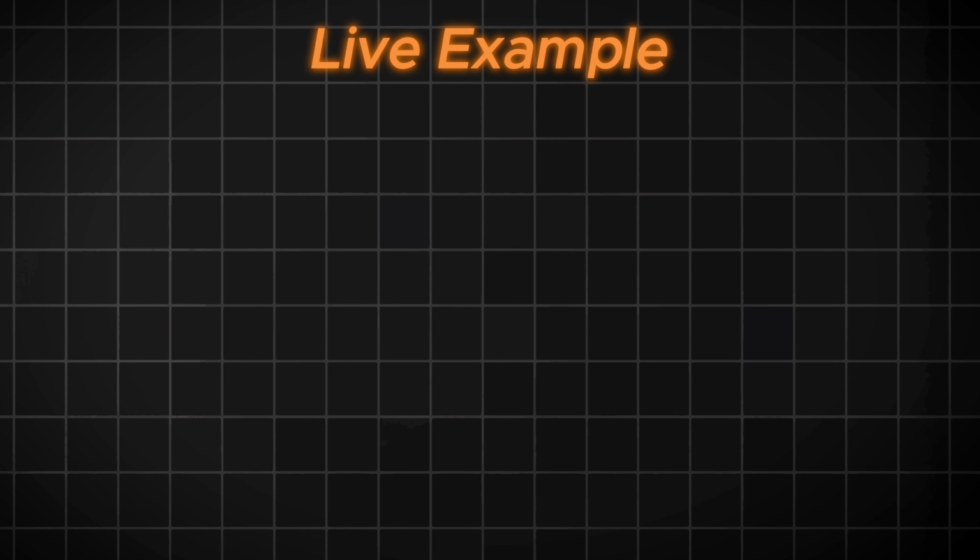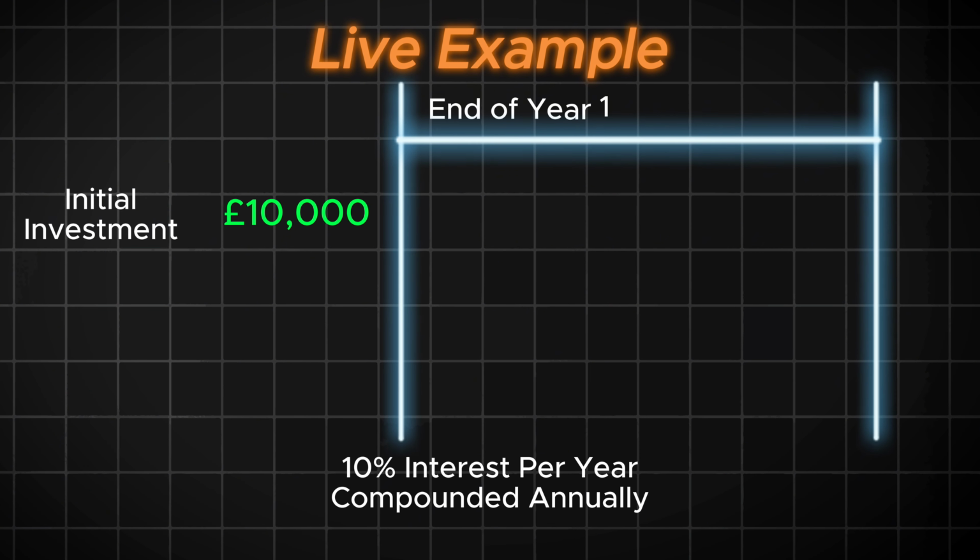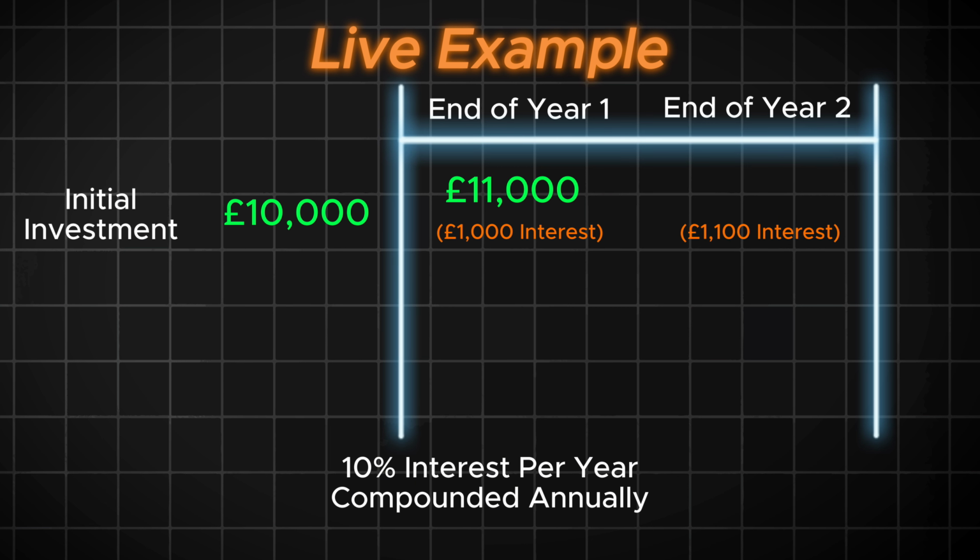Let's dive into an example to make this a little more clear. Imagine you invest £10,000 in a stock or index fund with an average annual return of 10%, compounded annually. After the first year, you'll earn £1,000 in return, making your total £11,000. Now in the second year, you'll earn interest not on the original £10,000, but also on the £1,000 returns from the first year. This means in year 2, you'll earn £1,100 in interest, bringing your total to £12,100.